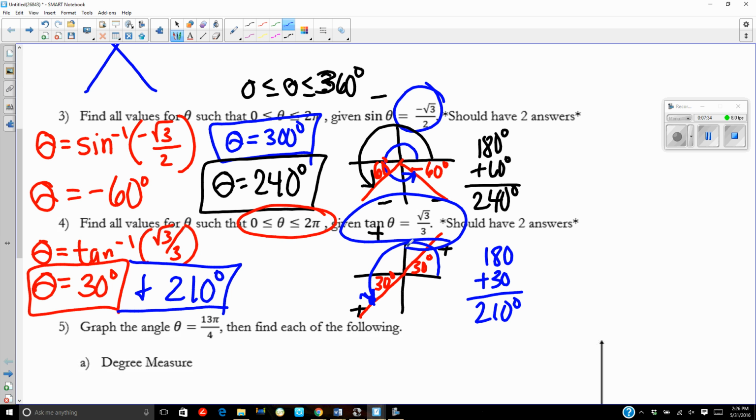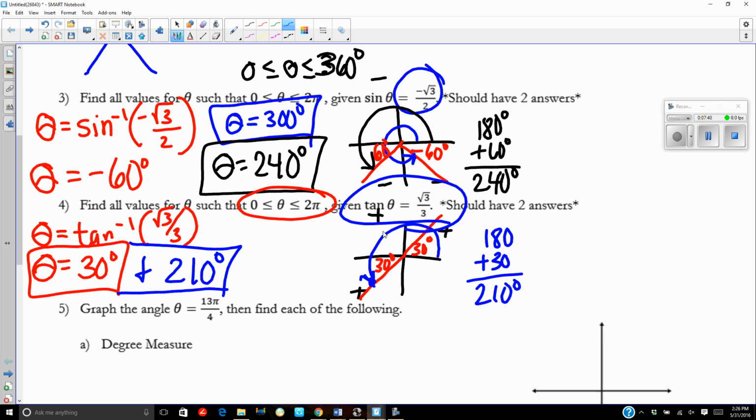And again, check these in your calculator like we did the first one to make sure you get that fraction, radical 3 over 3. If you don't, you've made a mistake when you're doing this problem. If you need further explanation of that, let me know.